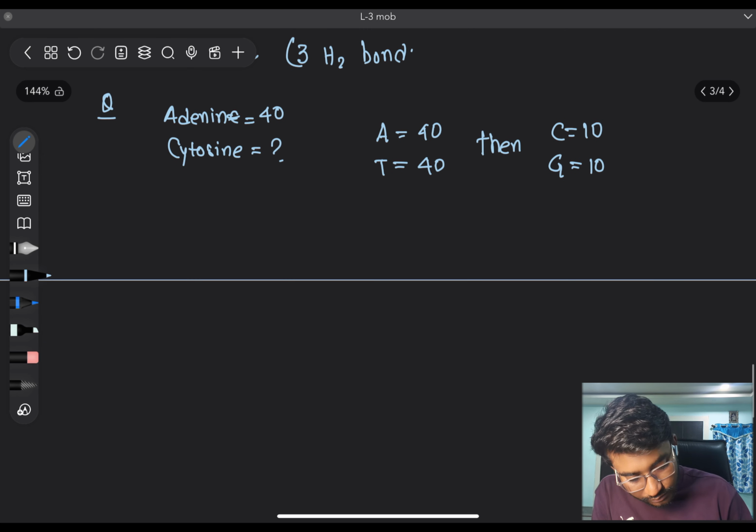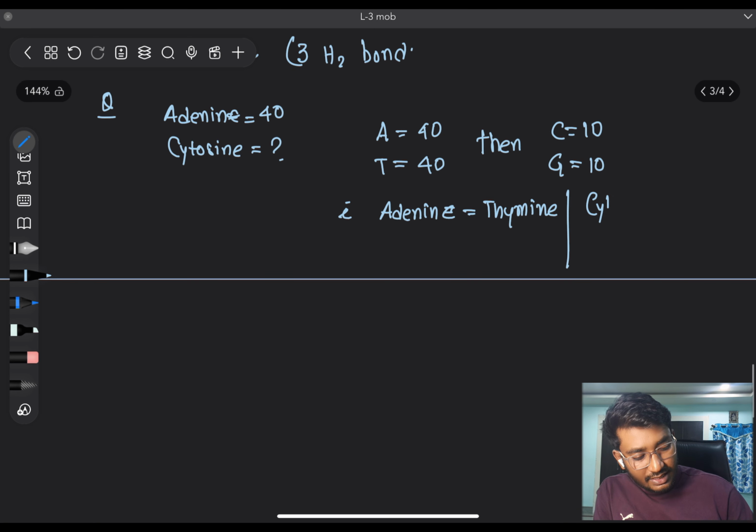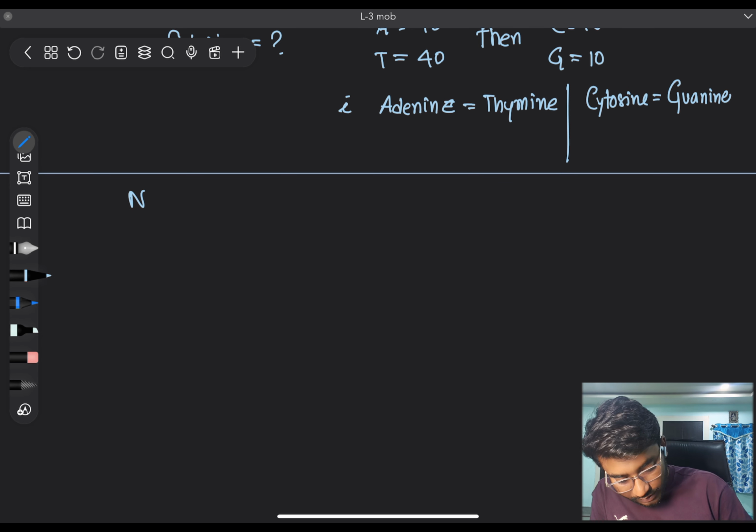Because adenine equals thymine and cytosine equals guanine. Okay, take it as a note.